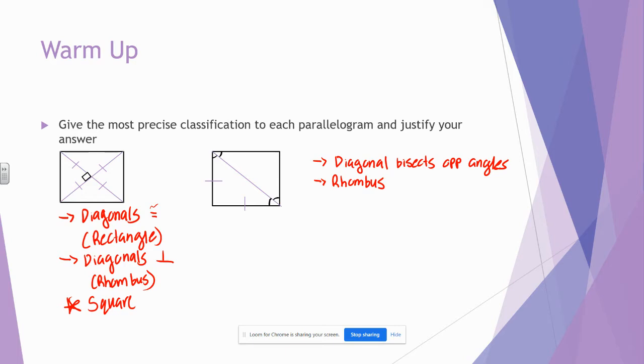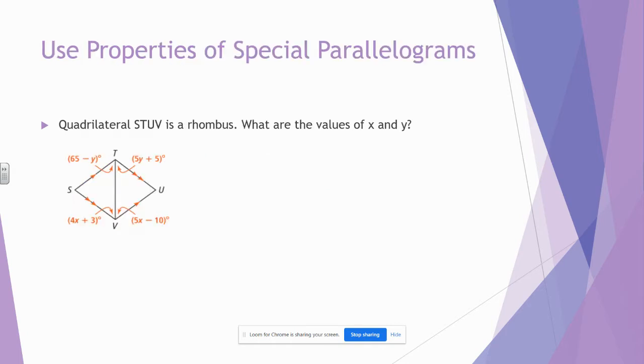For our second one, we can see that the diagonal bisects the opposite angles. Since our diagonal bisects opposite angles, that means we have a rhombus. We don't have anything else that could conclude that it's a rectangle as well, so the most precise classification that we can give is a rhombus.